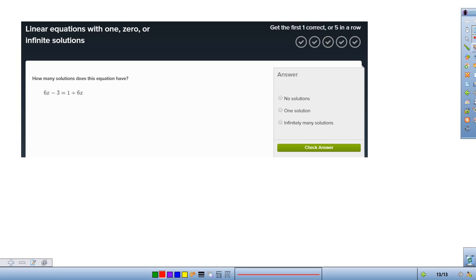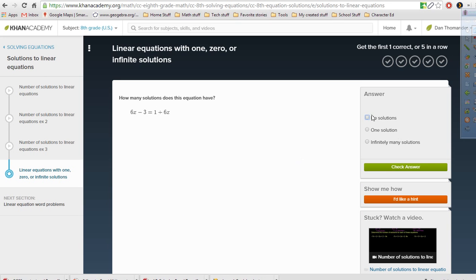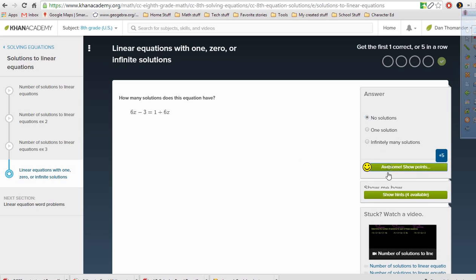Aha, I know what I'm going to do here. There's nothing I can simplify on either side. So I'm going to start by taking away 6x from this side, and take away 6x from that side. And when I simplify that, I end up with negative 3 equals 1. Well, that's false. That's not true. So since we end up with something that is not true, the answer is no solutions. Okay? So we'll go back in here and we'll select no solutions.